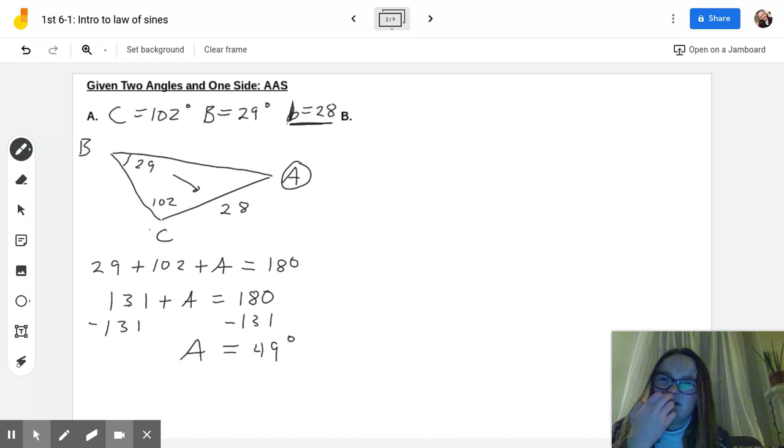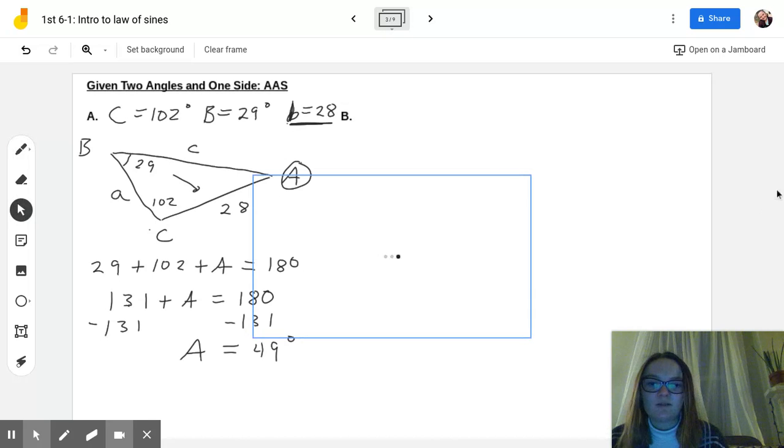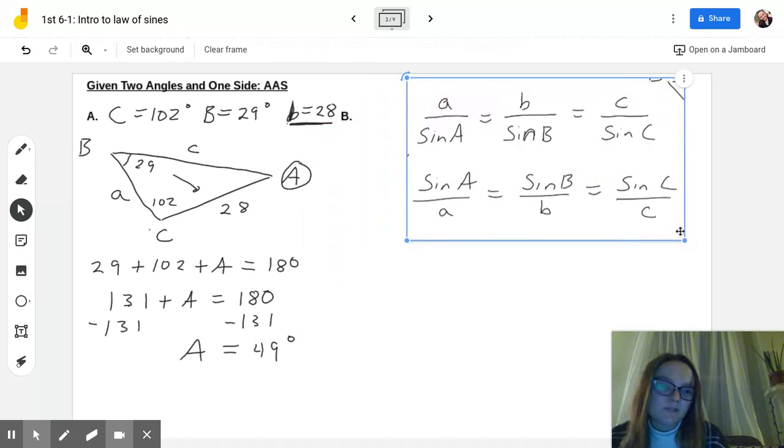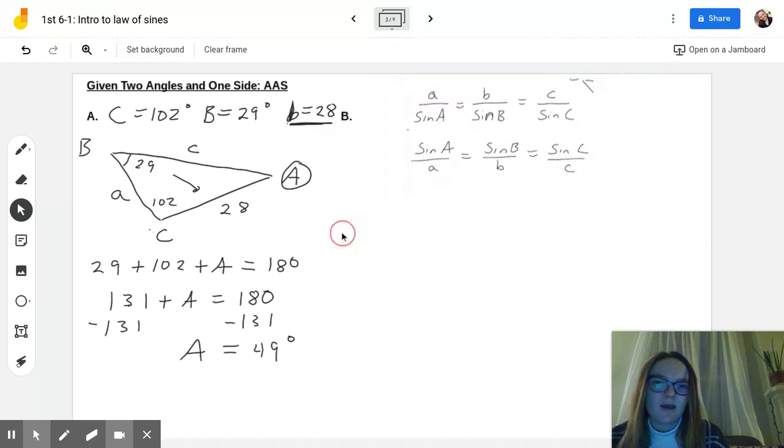So we've figured out probably the easiest part of this whole question, which is angle A, but I need to find all the other pieces of information. I want to know what side A's measure is and what side C's measure is. And that's where the law of sines is going to come in handy. So I'm going to copy and paste the law of sines in here, and we're going to use this to find the rest of my values. The most important thing I know is an angle with a corresponding side.